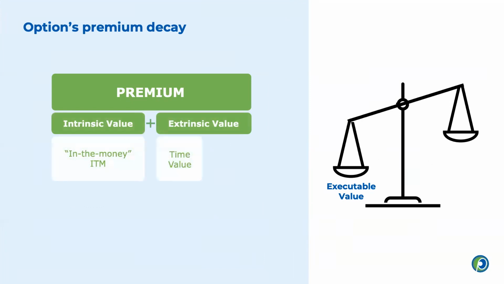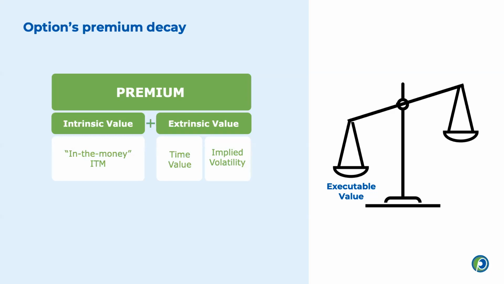Intrinsic value is its executable value, also known as in the money, whereas extrinsic value is time value and implied volatility. So the best way that I like to describe intrinsic value is executable value. So if we have that previous example where we have a call with the right to buy 100 shares of ABC at 100, it has intrinsic value when it has executable value.